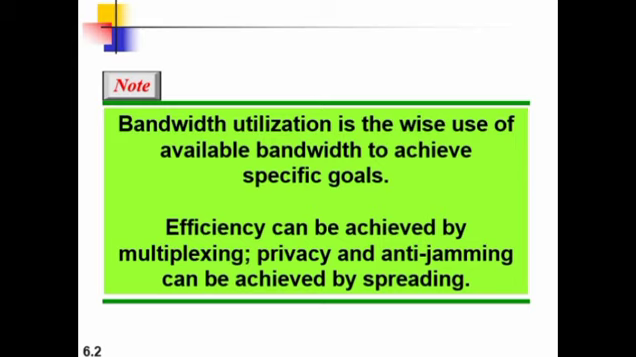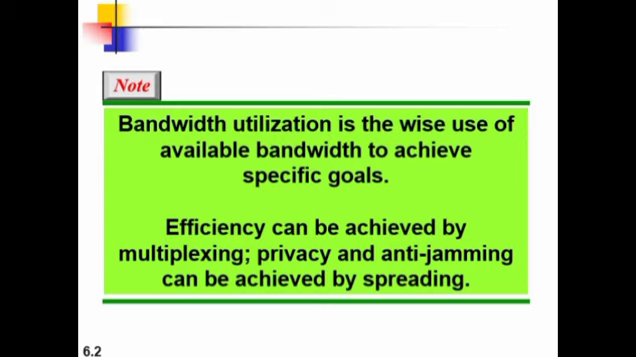So in order to achieve the efficiency we make use of the multiplexing, and in order to achieve the privacy or the anti-jamming or to control the traffic on the network we make use of the spreading, right? And both these are possible because of the bandwidth utilization. So these two are the specific goals we want to achieve through bandwidth utilization.